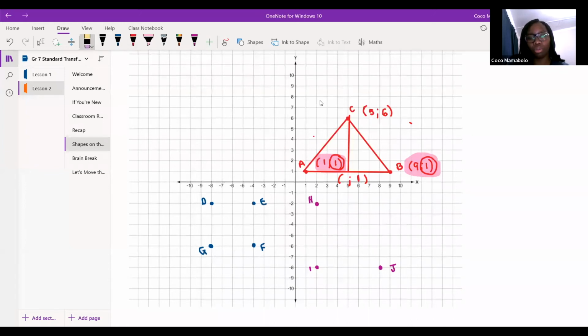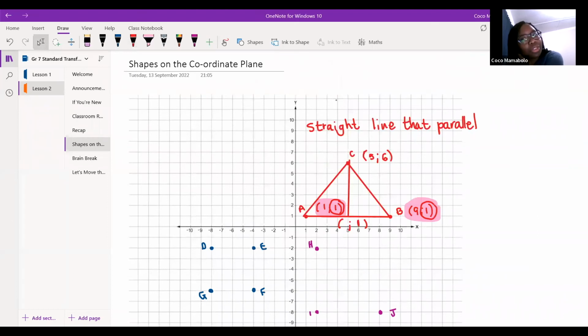Okay. So what we're going to take away from this is that if I draw a straight line that is parallel, does anybody remember what parallel is? Tell me, guys. Master Chaba, do you know what parallel means? Unmute for me. Parallel lines are lines that never meet each other. Exactly, they're never going to meet each other, right?